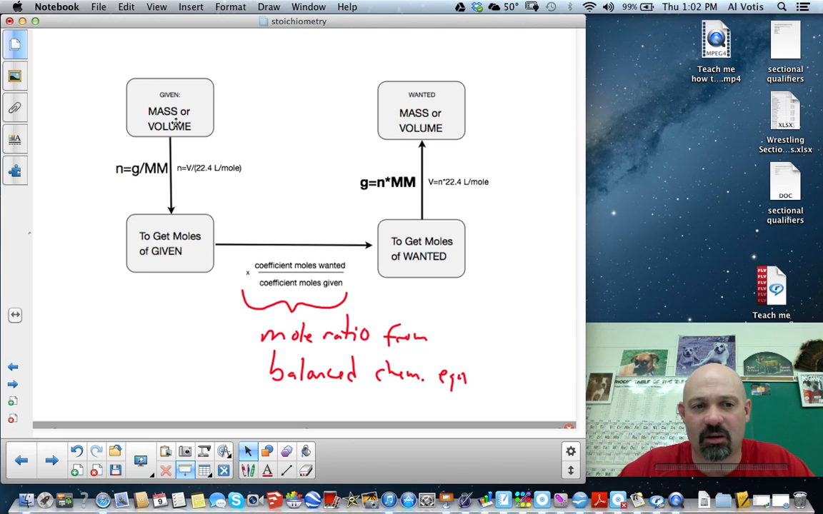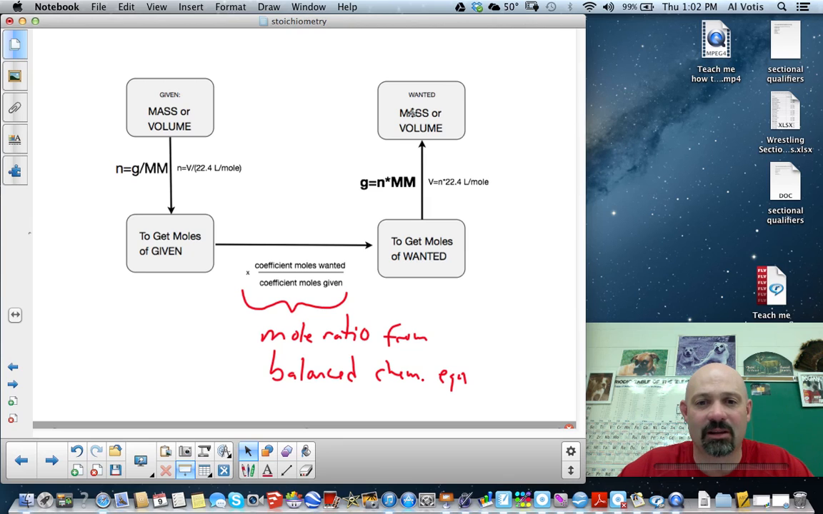But basically, we're going to be starting mostly with mass or moles. If I'm given the number of moles of a substance, then I'm already starting right here. That's what we're trying to get to. We're trying to get to moles because the chemical reaction tells us moles of our substances. And if we have moles, then we can multiply by the mole ratio, the coefficient of moles we want over the coefficient of moles given, and that gives us the moles of our wanted substance, the stuff that we don't know that we're trying to find. And if we want moles, that's our answer.